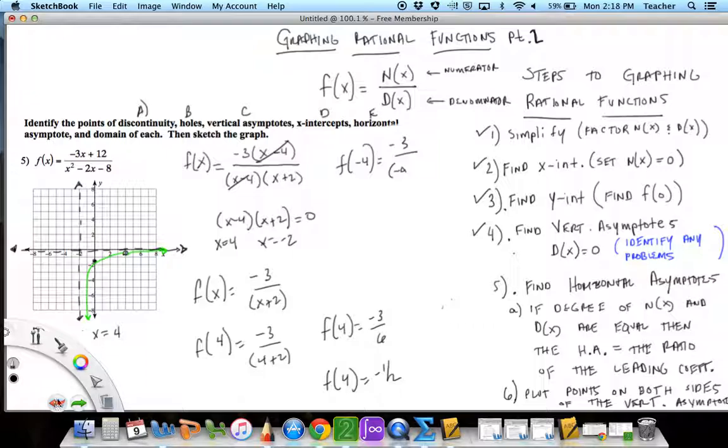Oh, let me fix this. Hopefully it didn't freeze up on me. Uh-oh, spray can. No, I don't want that. All right, there we go.